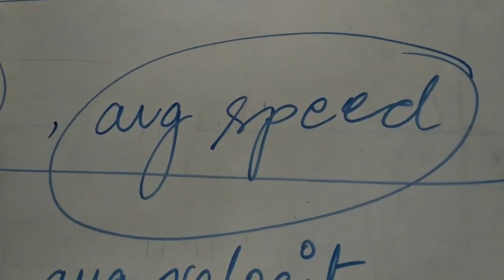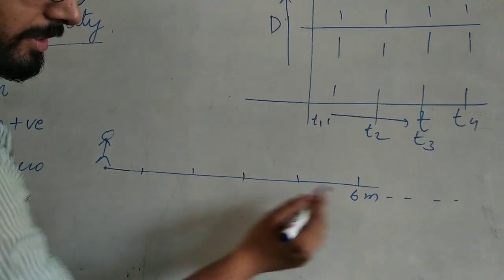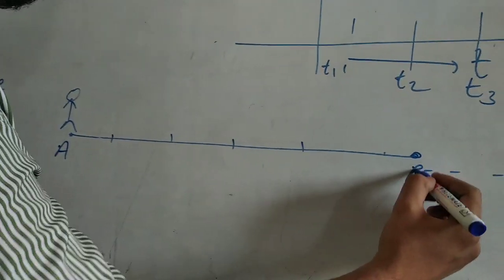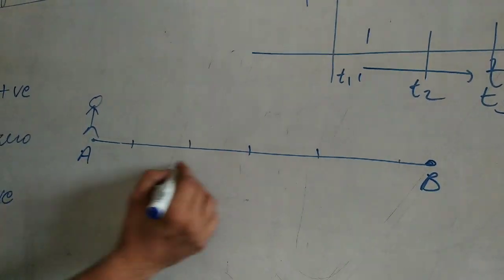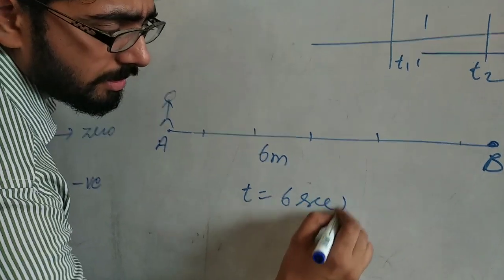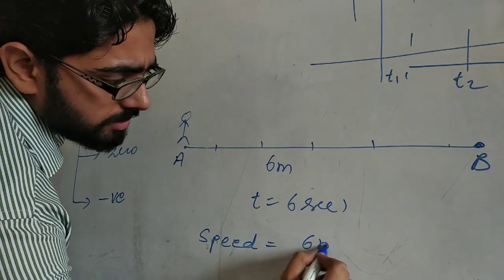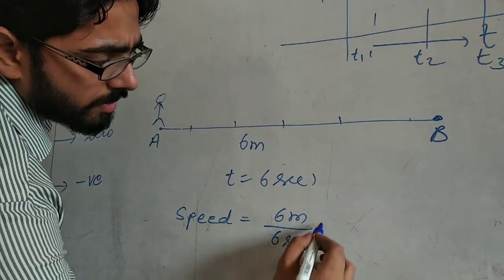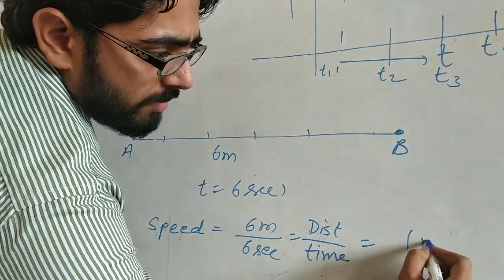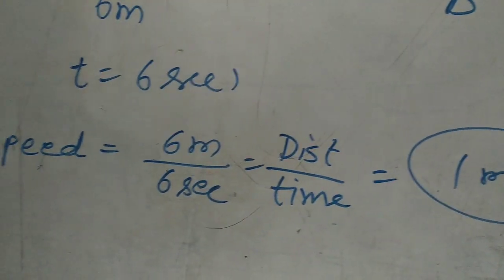If I take one example, see this example again. This is the initial position A and the final position B, total distance 6 meter, covered in time equal to 6 seconds. And what will be the speed? Speed, as we know, is distance upon time. Isn't it? If you have forgotten, remember it. 1 meter per second, this is the speed of this person for this journey.